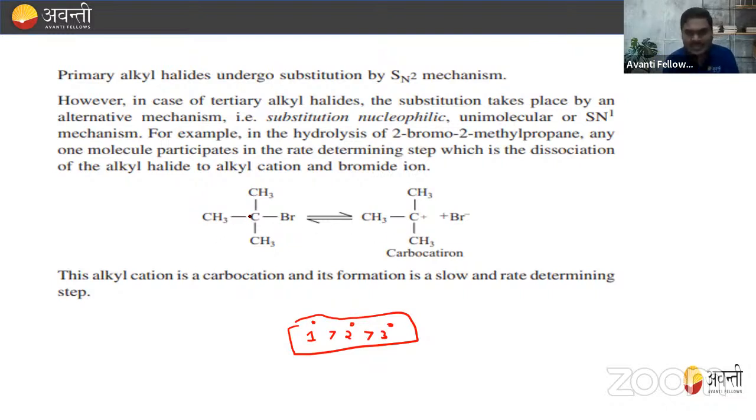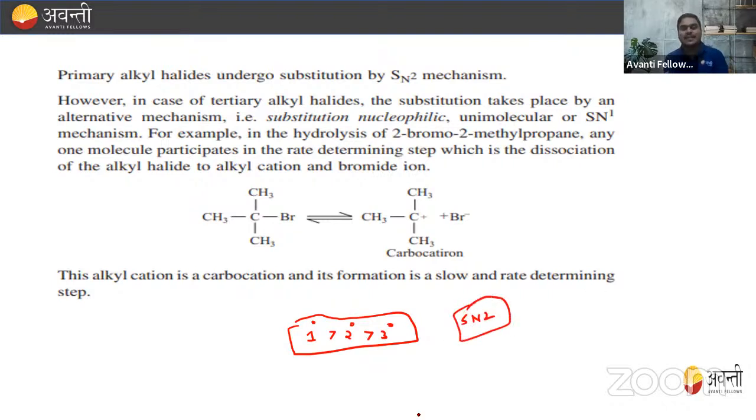Let us consider this is a tertiary alkyl halide. If we have a tertiary alkyl halide like this, then back attack is very, very difficult, because here 3 bulky CH3 groups are there. If the 3 bulky CH3 groups are there, then the attack becomes very difficult, right?